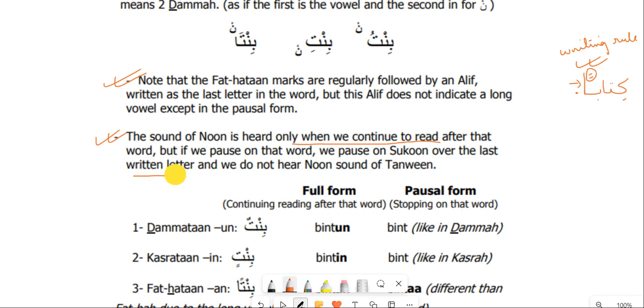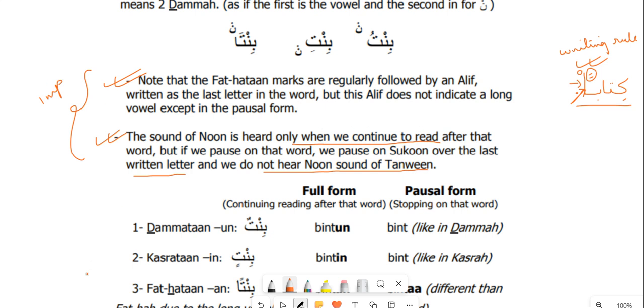What is the last written letter? This long vowel. And how will you read? Kitaba, if you want to pause on it. And we do not hear the noon sound of the tanween. Why? Because we are pausing on the long vowel. Okay. So these are the two important points on tanween.